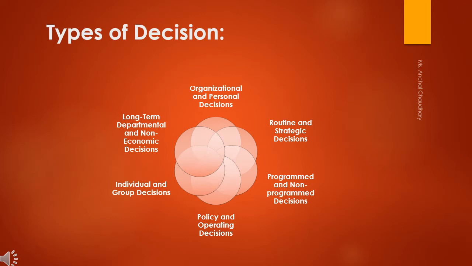Next is your individual and group decisions. Whenever a decision is taken by an individual person only, or you can say one person is involved in decision making, then it is said to be an individual decision, where the power of making the decision lies with one person only. And when a decision is taken by a whole group, or through a number of people, then it is considered as your group decision.